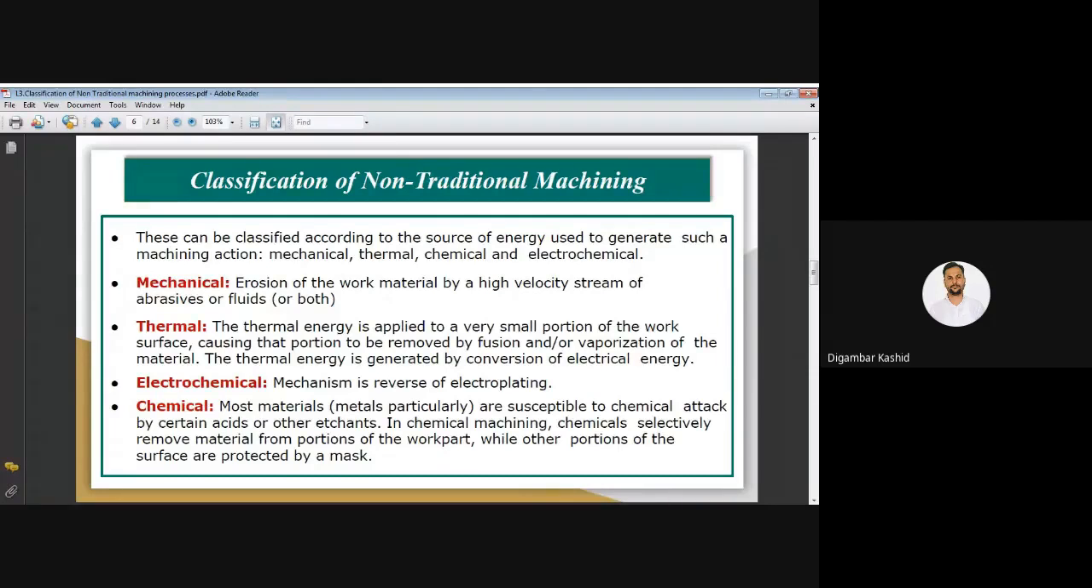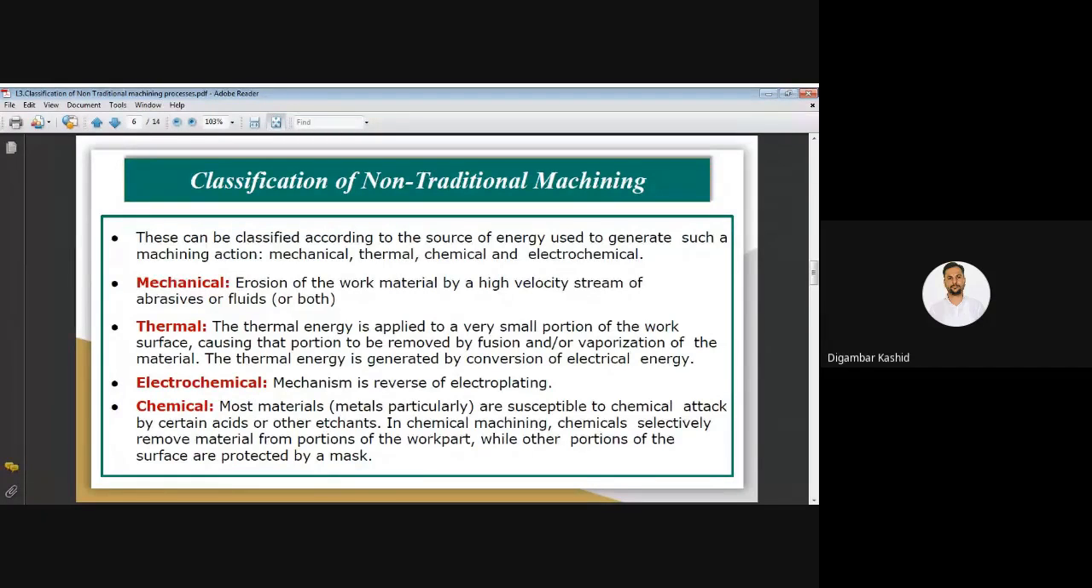So this may be one category of your processes. Again, there are certain processes which are applicable for both electrically conductive as well as electrically non-conductive materials, such as ultrasonic machining, abrasive jet machining, and laser beam machining also. Using these machining processes, you can do the machining operation.